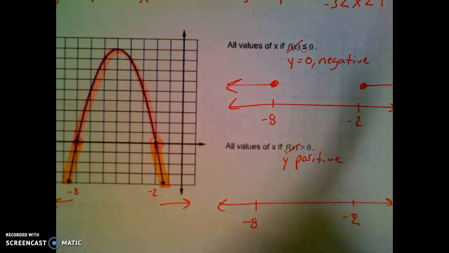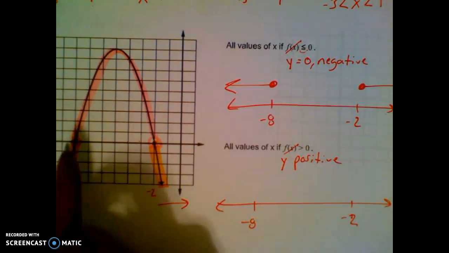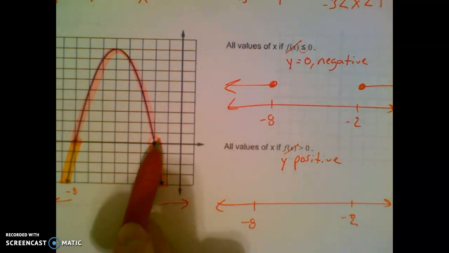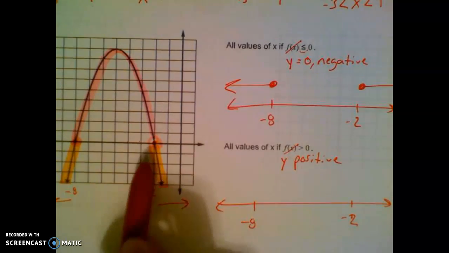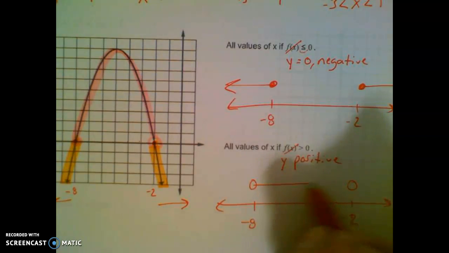So then I would ask myself, what are the points where it changes over? Well, that's negative 8, negative 2, boom, boom. I have one continuous piece. Everything between negative 8 and negative 2 is positive, but not including, because it's not including 0. I don't want to include 0. So open circle, in between.